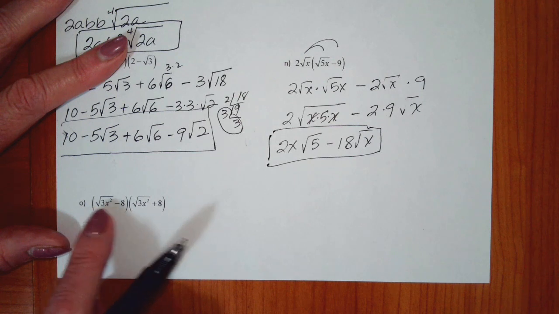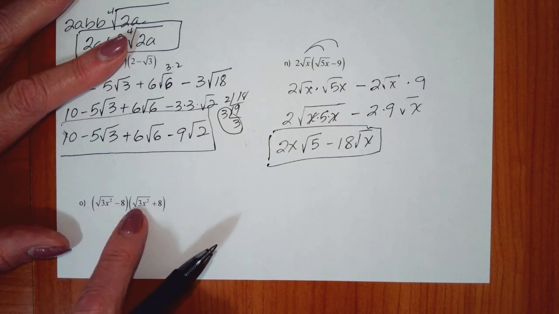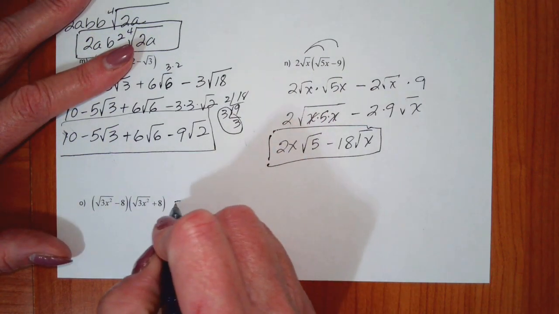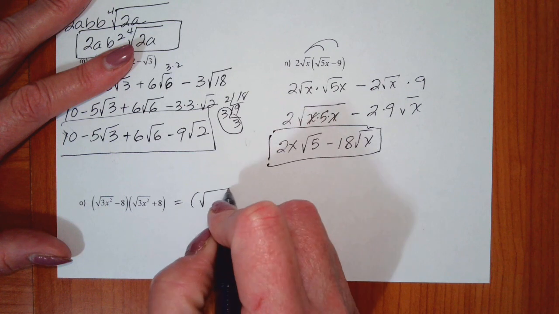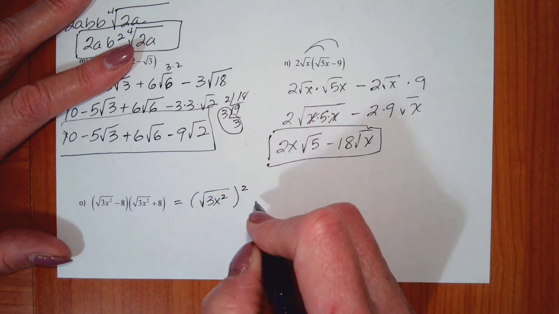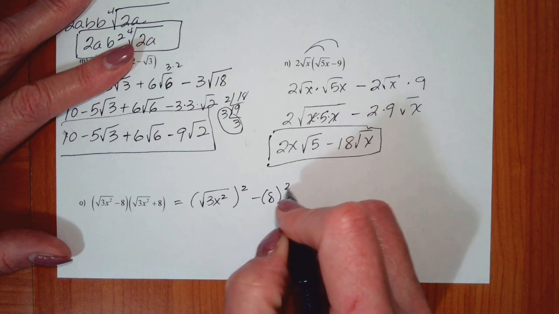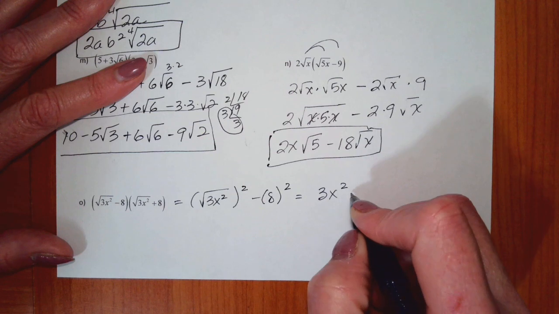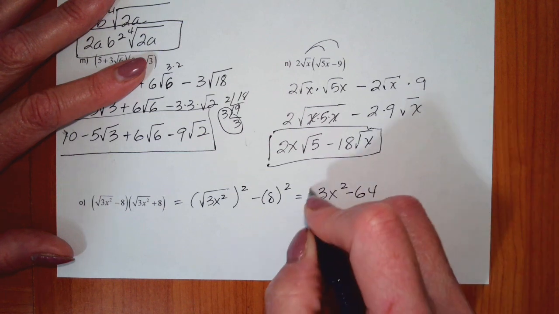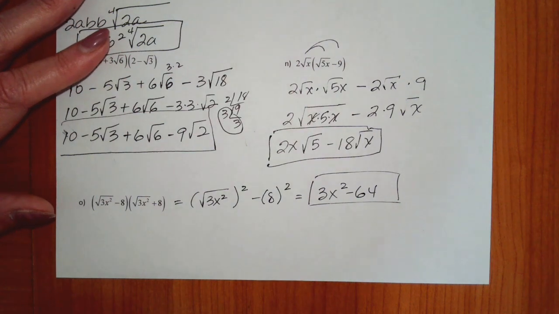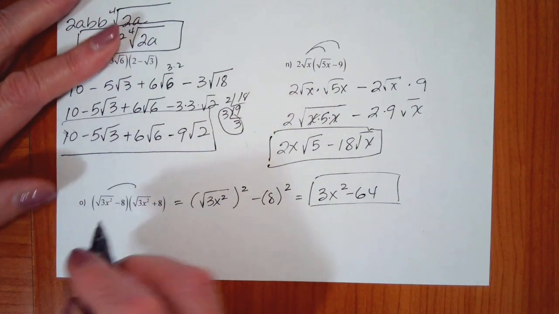Alright, if you'll notice this, the square root of 3x squared minus 8 times the square root of 3x squared plus 8, this is a difference of squares. So if I recognize the pattern, this is just the square root of 3x squared, squared, minus 8 squared, which gives me 3x squared minus 64. Okay. Alright, if I don't see that, just distribute.